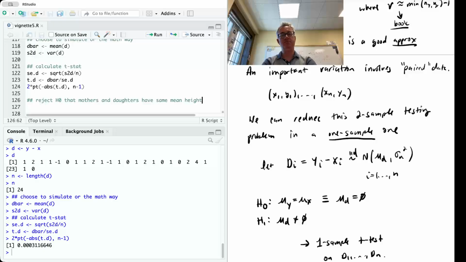Okay, so that's a paired t-test. You've seen two different kinds of t-tests. One of them is the Welch test, which is for unpaired data, where I can have different numbers of y's and x's. And then we saw the paired t-test, which is for matched pairs, the same number in each group. We can do that one by reducing it to an ordinary t-test on the differences.